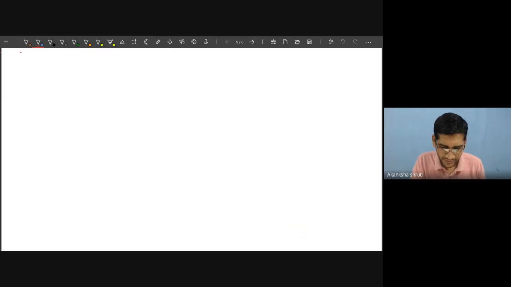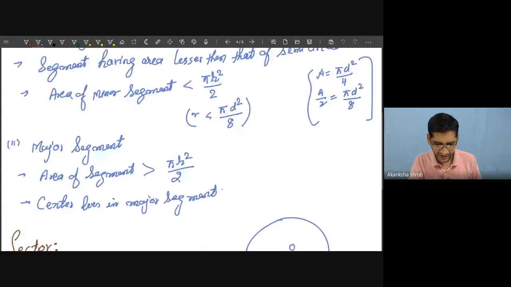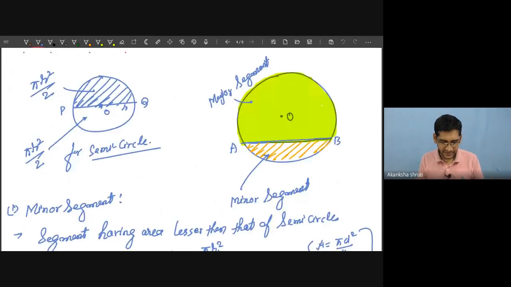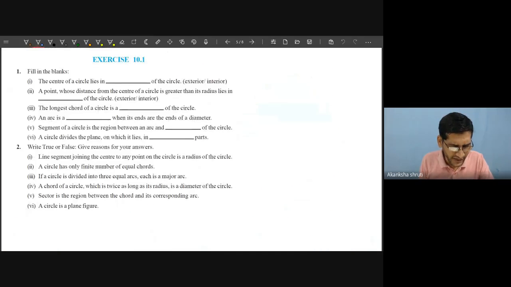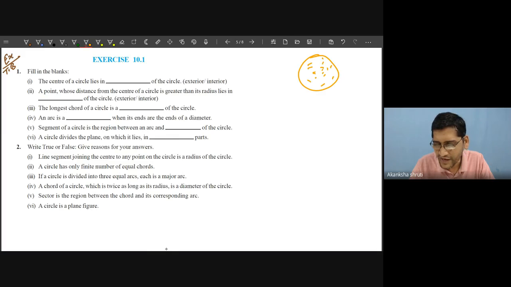Now based on this, whatever definitions we have learned up to this much, we have this exercise, and I hope all of you can do this very easily. This is our textbook exercise. Students, you have to fill in the blanks quickly. Please tell me the answer. The center of a circle lies in the of the circle, exterior or interior? Interior. Students, all the points inside are called interior points.